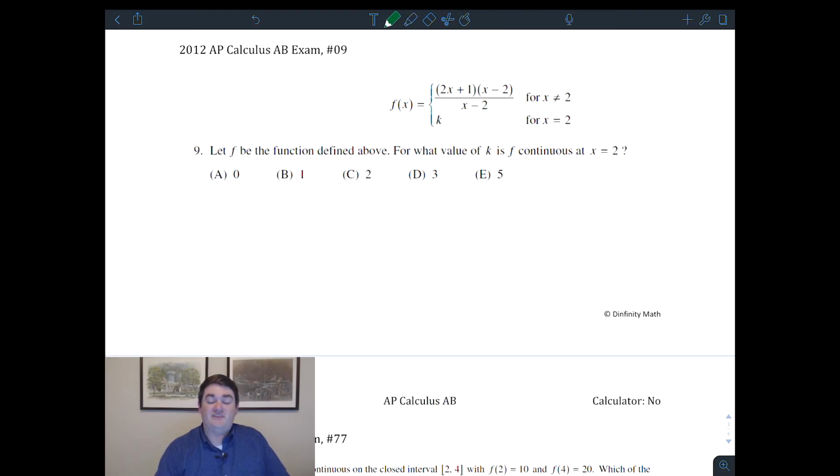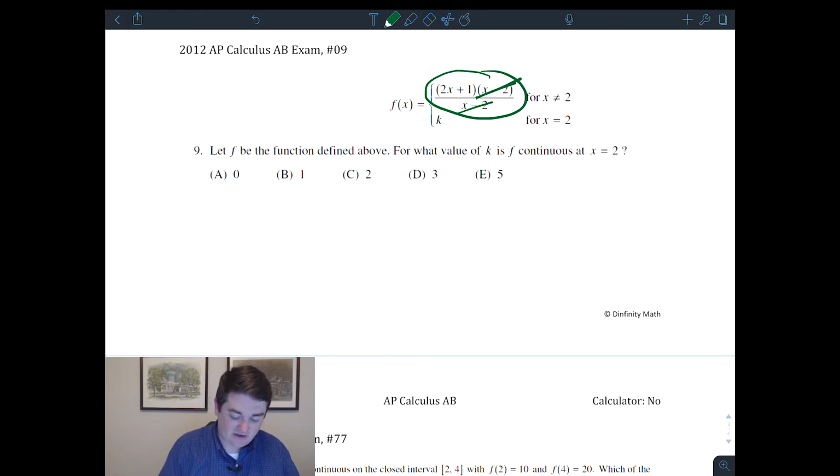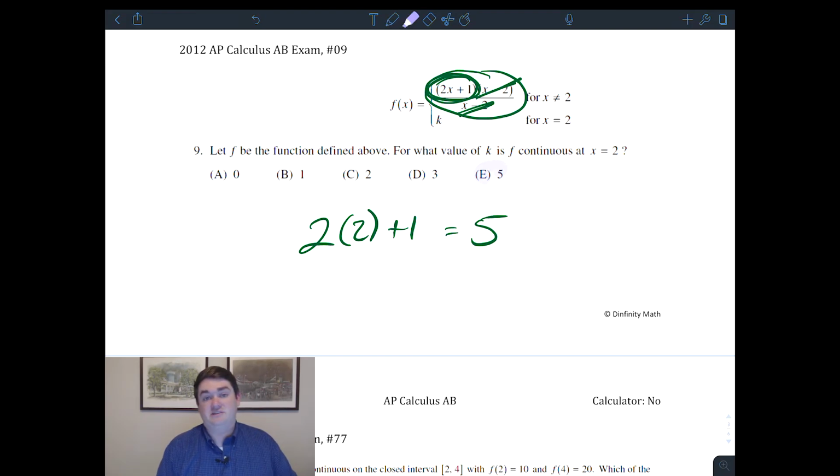2012 AB number 9, very similar problem. Let f be the function defined above. For what value of k is f continuous at x equals 2? So what's important to point out here is that when you look at this top part right here, notice these canceling factors. So this graph has a hole at 2. The question is, what value do I need to plug that hole with to make it continuous? And so after canceling these out, if I plug a 2 into what's left, 2 times 2 plus 1 is 5. So my answer is E.